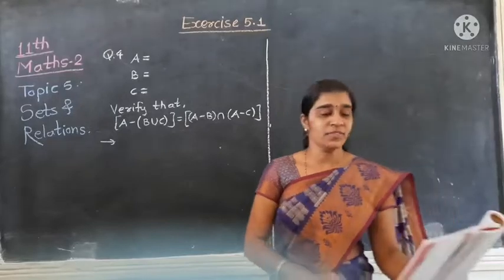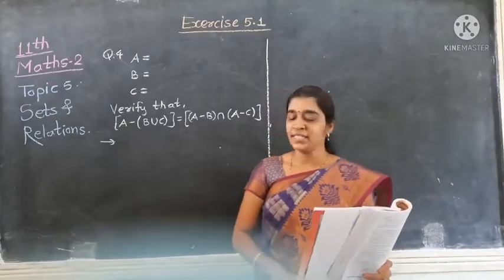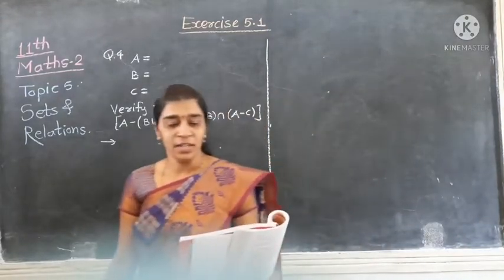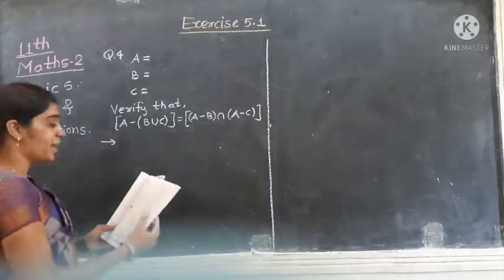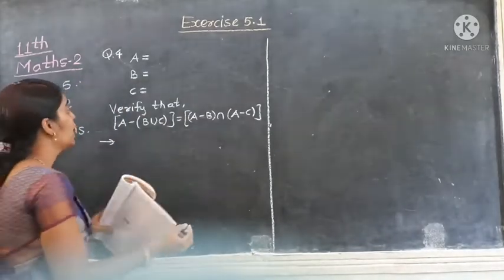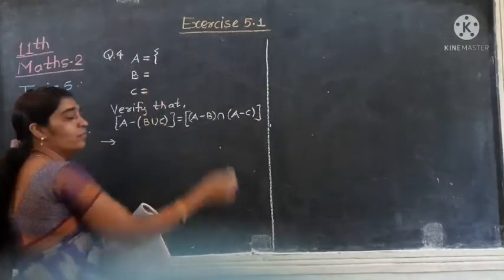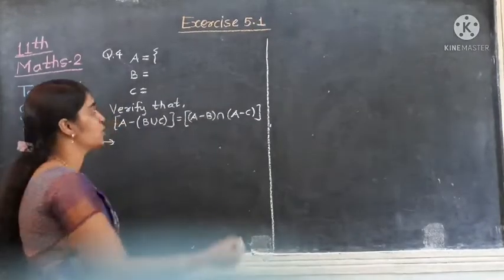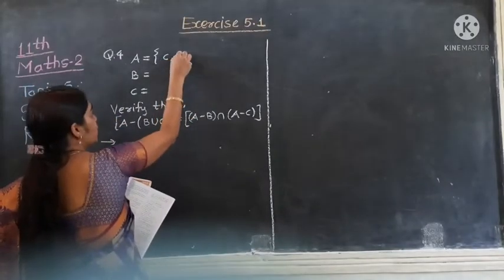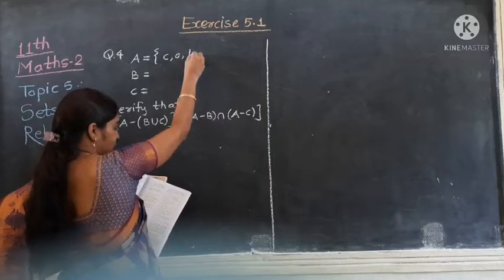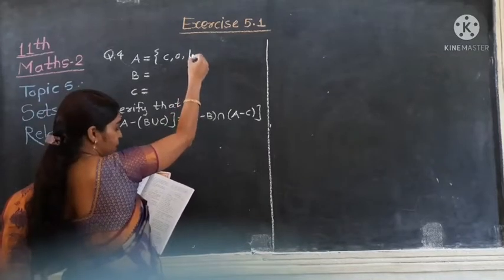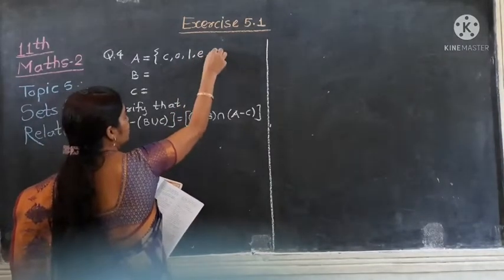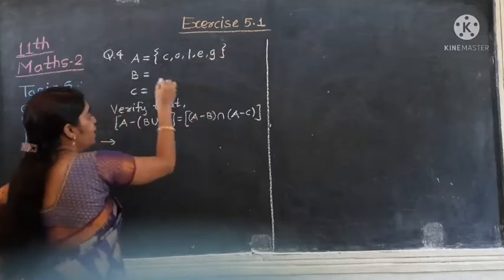What is question 4? See first. If A, B, C are sets of the letters in the words college, marriage and luggage. A is the set of the letters in the word college. So I write here C, O, double L. We write once again A, only one time L, E, G and not repeat E again.